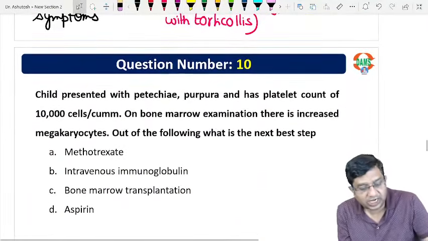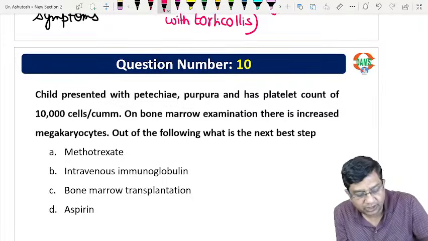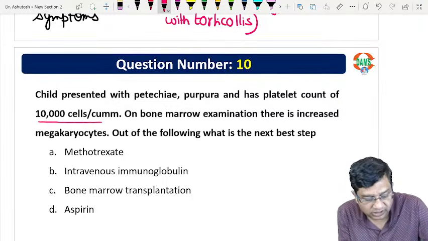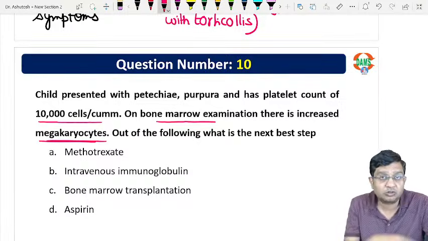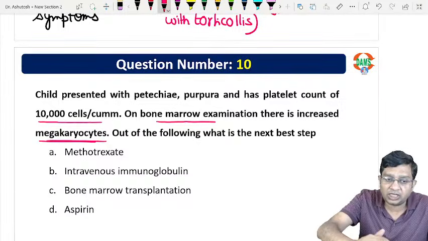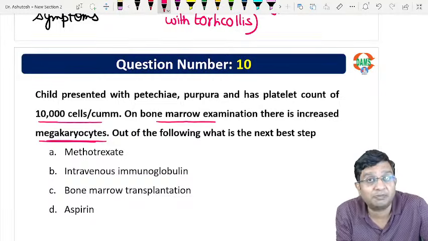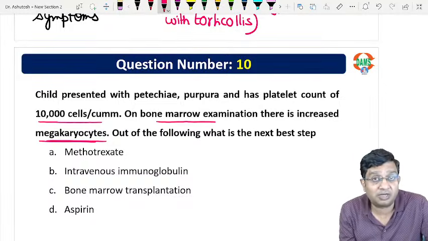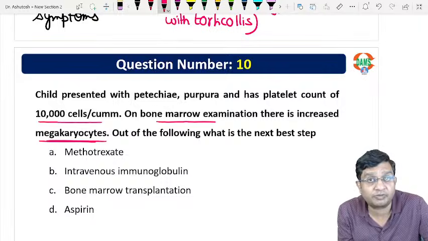Next one: a child presented with petechiae and purpura has a platelet count of 10,000 cells. On bone marrow examination, there are increased megakaryocytes. So there is thrombocytopenia, and that thrombocytopenia is being compensated by an increased amount of platelet production from the bone marrow.